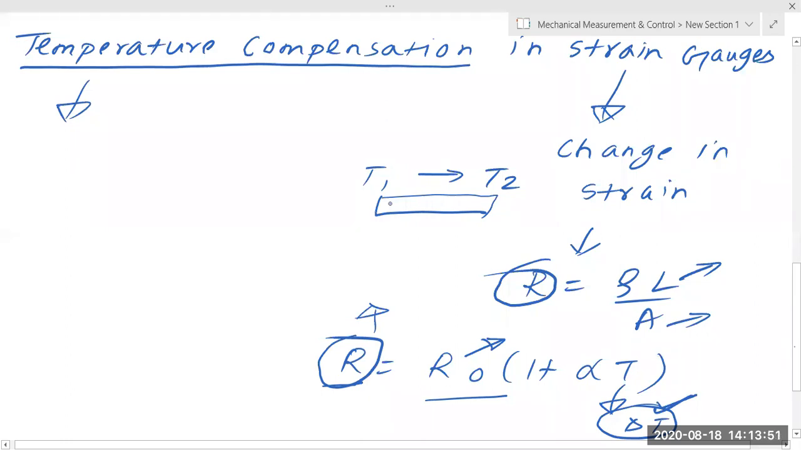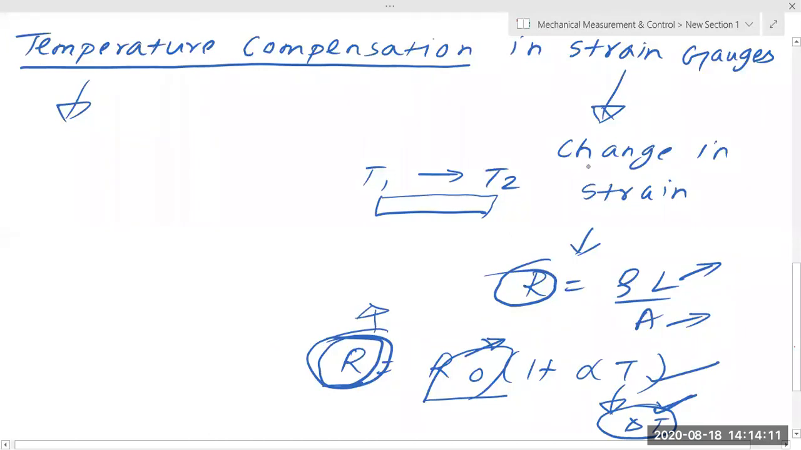Is there anyone with doubt? 18ME85? No doubt. Okay. So whenever there is temperature change, the initial resistance will change to some new value, which is called the final value, denoted by R.